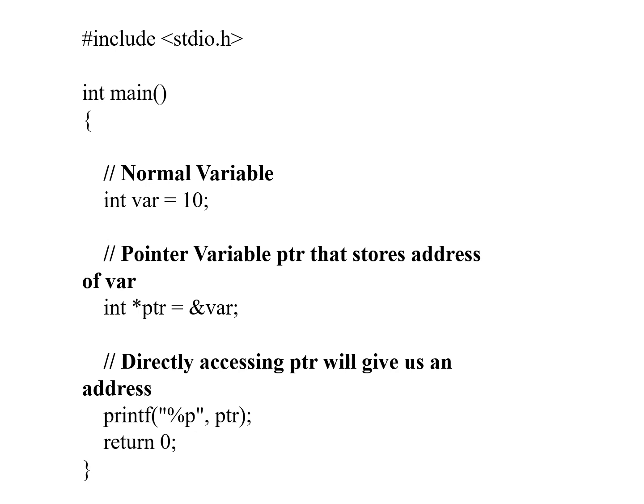And then how to access the pointer address? Directly using printf with the format specifier %p, comma ptr, gives us the address stored in the pointer variable.